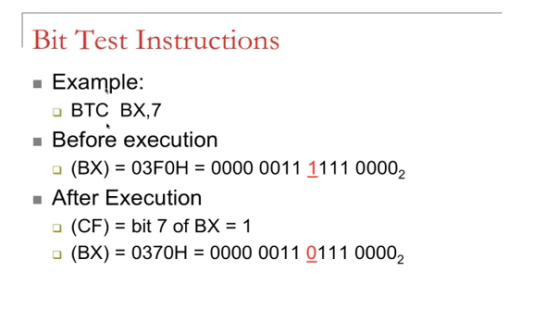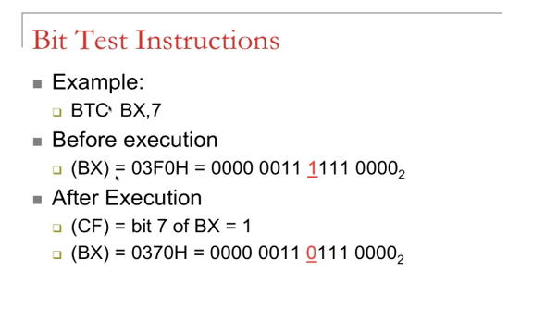First example is BTC BX, 7. Bit test and complement. So we're going to test a bit of BX, and we're going to complement the bit after the test. And which bit? The 7 gives you the index. So out of the 16 bits of BX, we're going to test bit 7.